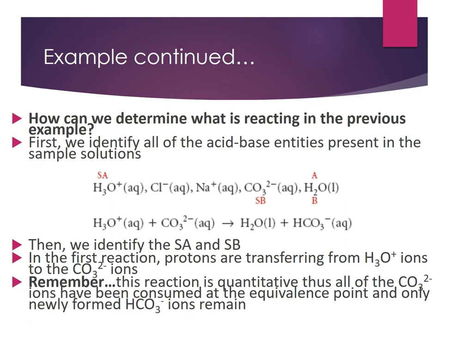Here you can see how the different components come together. The hydrochloric acid is a strong acid, so the entities that are present would be hydronium ions and chloride ions. Sodium carbonate would dissociate into sodium and carbonate ions. Water is also present. It turns out that the strongest acid would be the hydronium ions and the strongest base would be the carbonate ions. At the first equivalence point, the carbonate ions have been consumed and hydrogen carbonate ions are present.